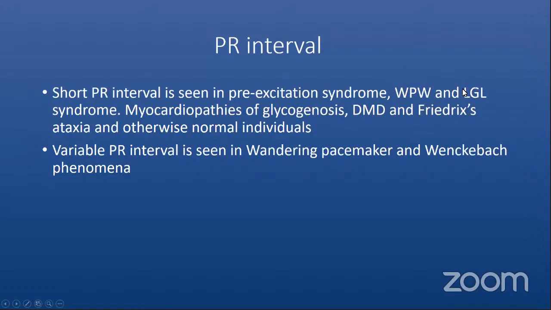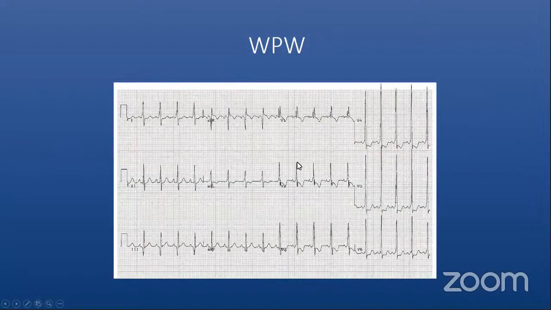as well, or Lown-Ganong-Levine syndrome, that will have a normal QRS duration but a short PR interval. Cardiomyopathies like Duchenne muscular dystrophy or Friedreich's ataxia. Otherwise, in normal individuals, a variable PR interval, as mentioned to you, happens in wandering pacemaker and Wenckebach phenomenon, of which type 1. So this is an example of WPW.